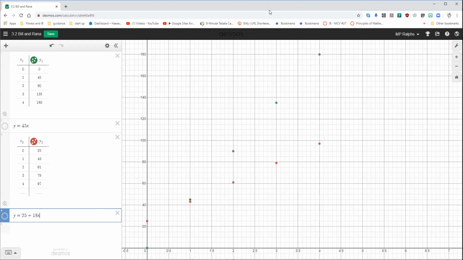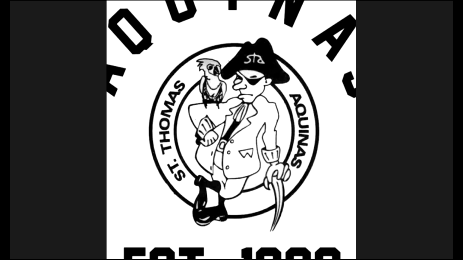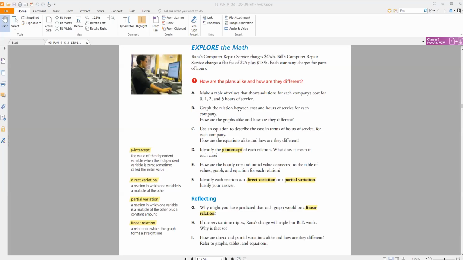Now let's see what else we're asked to do here. Okay, so back to the textbook. It says graph the relation between cost and number of hours of service. How are the graphs alike and how are they different? Use an equation to describe the cost in terms of hours of service. We'll go back to that in a second, and how are the equations alike and how are they different.